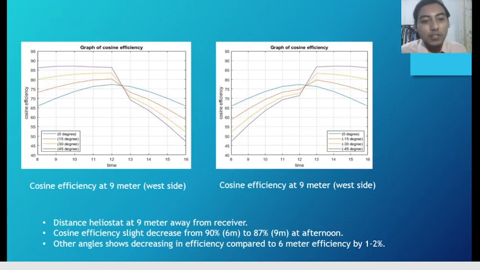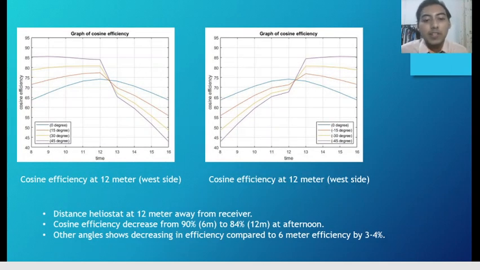Let's proceed with the cosine efficiency at 9 meter. For this one, you can see that the cosine efficiency slightly decreased from 90% at 6 meter to 87% at 9 meter in the afternoon. You can also notice that the other angles, which are 15, 30 and 0 degrees, also slightly decreased compared to 6 meter, by 1 to 2%. Let's proceed with the 12 meter distance of heliostats. Basically the efficiency decreases from 90% at 6 meter to 84% at 12 meter in the afternoon. You can also notice that the other angles show a bigger decrease compared to 6 meter, by 3 to 4%.